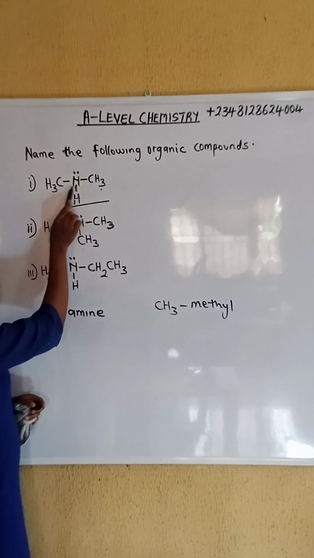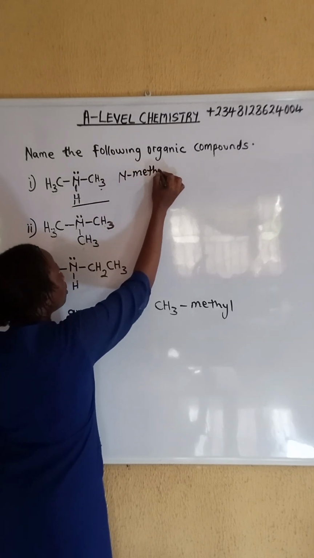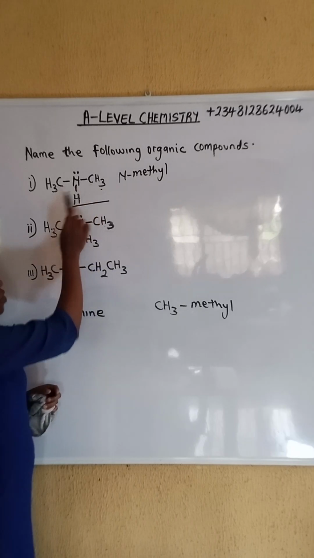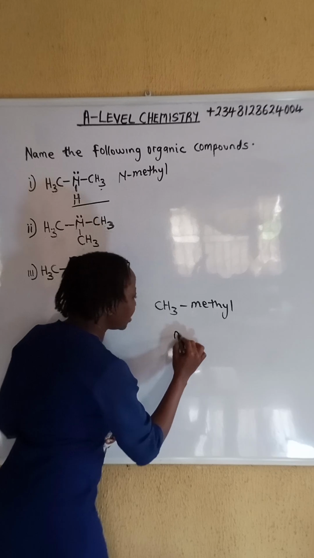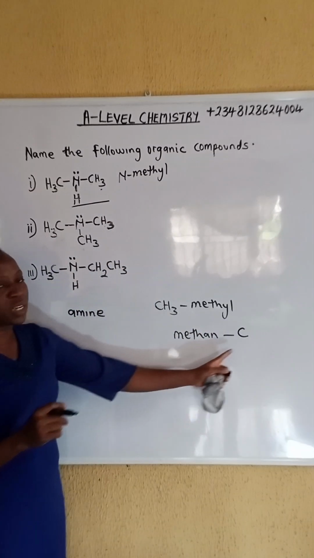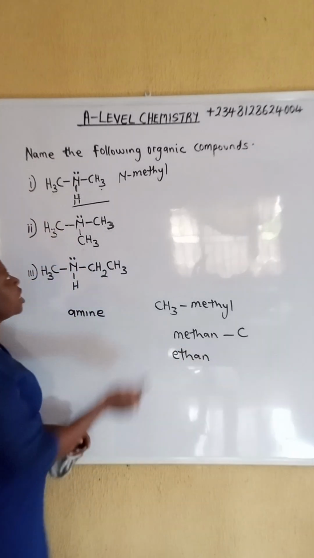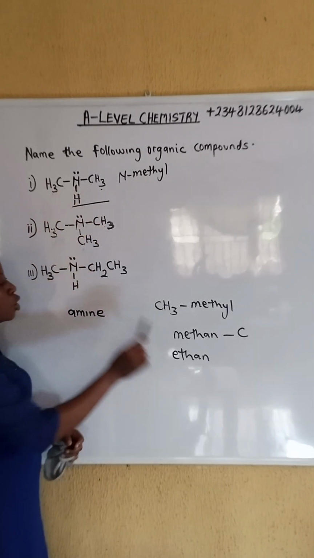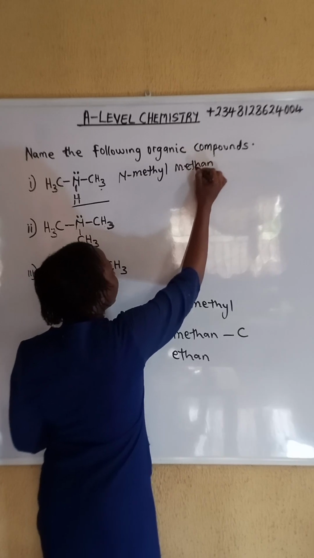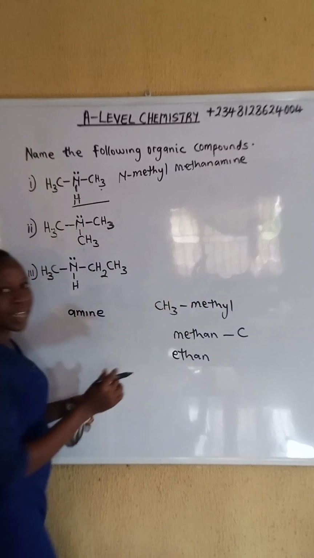Then the substituent methyl is attached to nitrogen. So what are you going to call it? You call it N-methyl. Then N-methyl what? When you have one carbon atom in the parent chain, you call it methane. When you have two carbon atoms, you call it ethane. So since we have one carbon atom with the functional group, we call it methane. So this will be methane what? Methanamine. That is the first name.